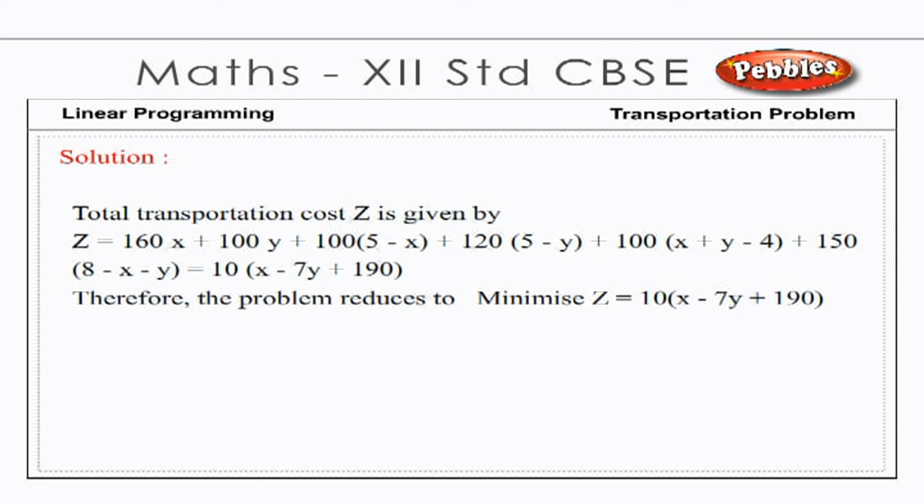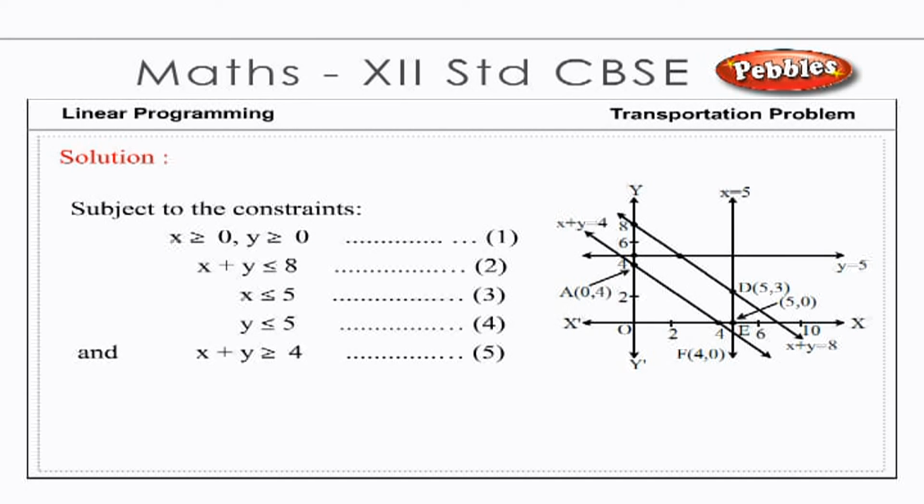The total transportation cost Z is given by Z = 160X + 100Y + 100(5 − X) + 120(5 − Y) + 100(X + Y − 4) + 150(8 − X − Y) = 10(X − 7Y + 190). Therefore, the problem reduces to minimize Z = 10(X − 7Y + 190).